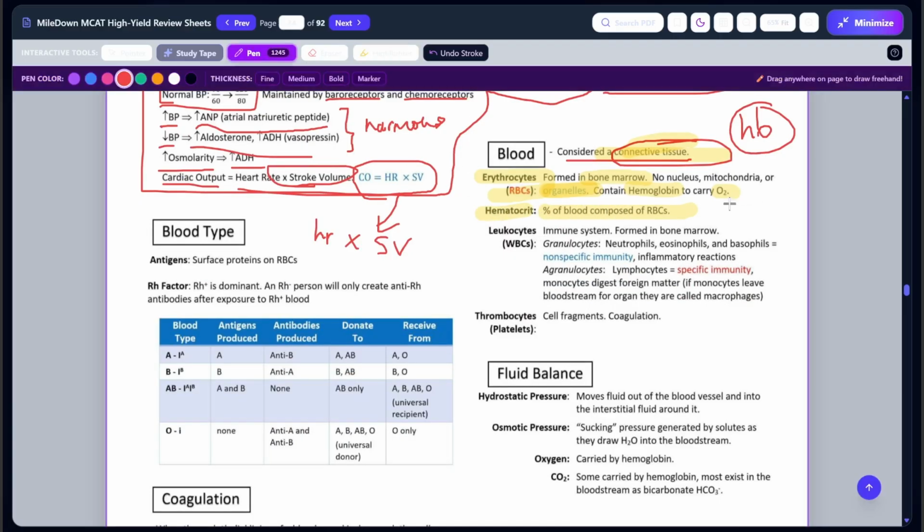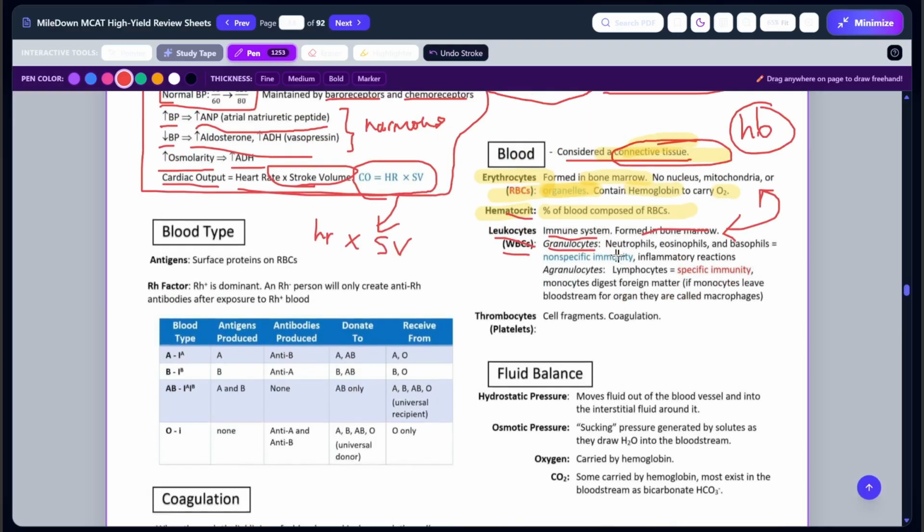So if 80% of my blood was composed of RBCs, that number would be my hematocrit. Leukocytes, also known as white blood cells, are for your immune system. So they're your immune system cells, and they're formed also in your bone marrow. So both erythrocytes and leukocytes are formed in your bone marrow.